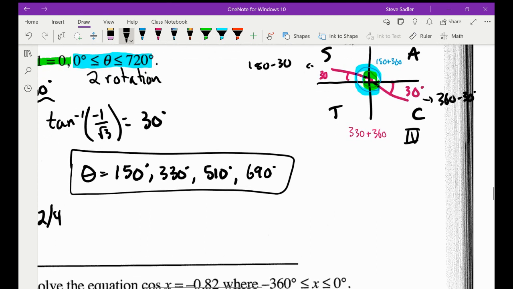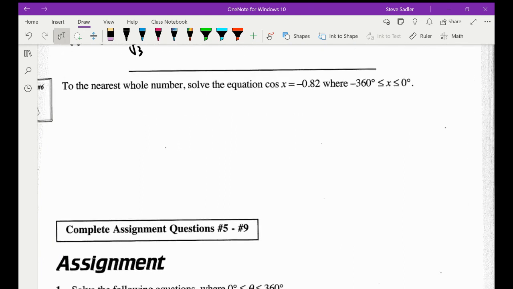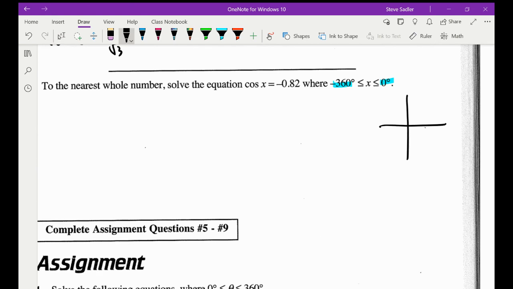Okay, I'll do one more example and then we'll get going here. To the nearest whole number, solve the equation cos x is equal to negative 0.82. But in this case, we are going from negative 360 to 0. So we're actually going negatively around the quadrants here. If we wanted 0 to 360, we'd go this way. But in this case, we want negative 360 to 0, so we're going this way.